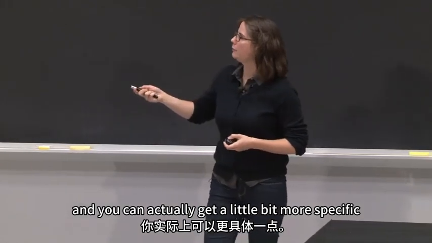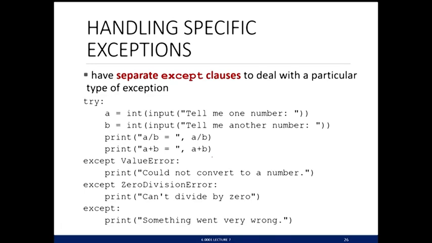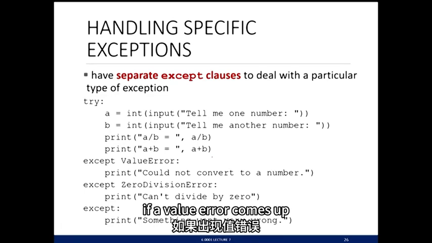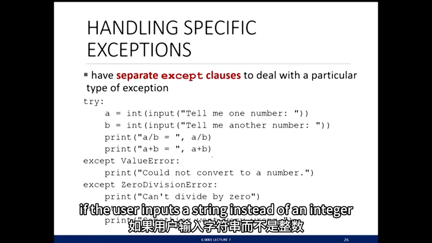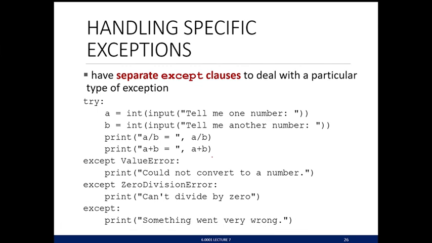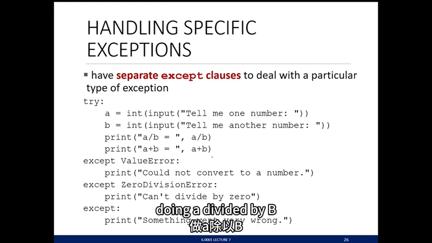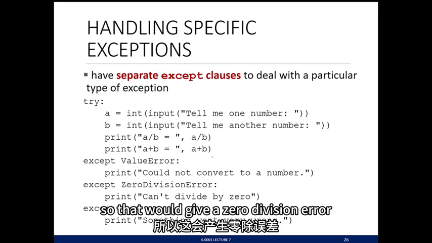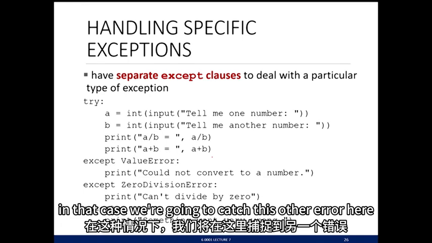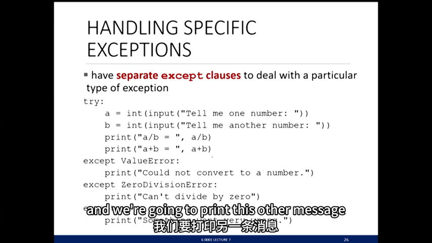And you can actually get a little bit more specific and catch specific types of errors. In this case, I'm saying if a value error comes up, for example, if the user inputs a string instead of an integer, do this, which is going to print this message. If the user inputs a number for b such that we're doing a divided by b, that would give a zero division error. In that case, we're going to catch this other error here, this zero division error, and we're going to print this other message, can't divide by 0.